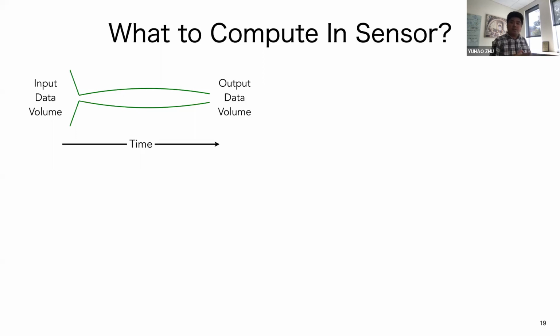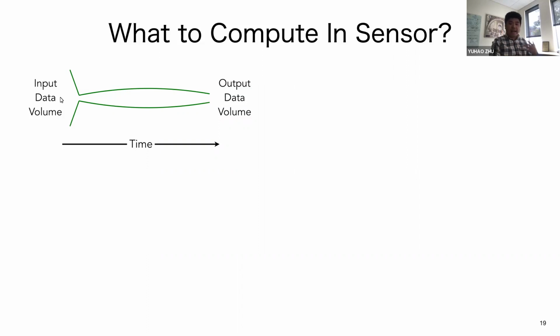So the ideal algorithm pattern that can benefit from computing in sensor is what I drew here. This is a bit of a cartoonish illustration. On the front, left to right is how the application or the algorithm executes over time. And the width indicates the input data volume, how much data goes into your algorithm. And here is how much data you're supposed to get when the algorithm finishes.